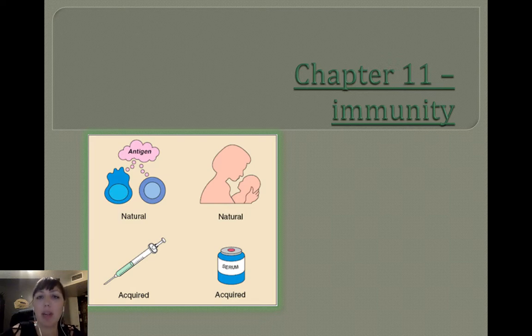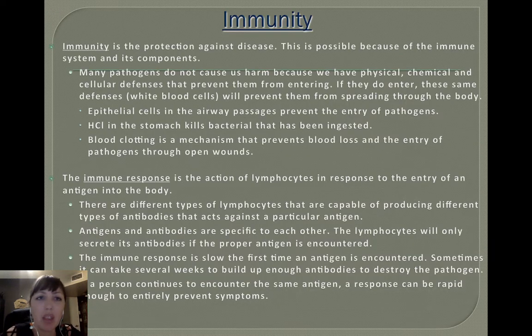Okay, welcome to Chapter 11, Immunity. Immunity is the protection against disease, and this is possible because of our immune system and its components. So many pathogens do not cause us harm because we have physical, chemical, and cellular defenses that prevent them from entering. If they do enter, these same defenses, namely white blood cells, will prevent them from spreading throughout the body.